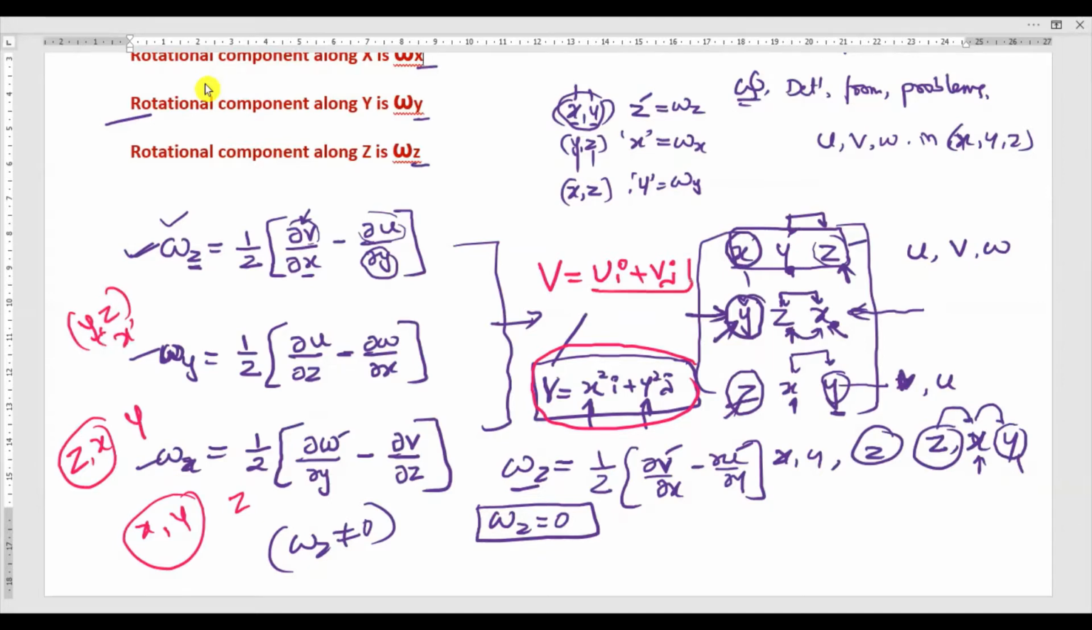Now you compare this equation with the given problem. So what is the function of u? U is equal to x square. And what is v? V is equal to y square. Once you find the u function as well as the v function, differentiate this equation with respect to y, you will get this term. Differentiate this equation with respect to x, you will get this. After simplification, if omega z is equal to 0, then it is irrotational. If omega z is not equal to 0, then it is rotational. Okay, these are the simple tips for solving numericals.